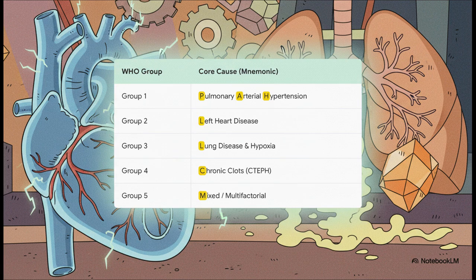Our next word, lung, is for Group 3, lung disease itself. Think COPD or sleep apnea causing low oxygen, which makes those vessels clamp down. Clot is for Group 4, chronic clots or CTEPH. This one is so critical to catch because it can actually be cured. And finally, mix-ups is for the mixed bag of causes in Group 5, things like blood disorders or sarcoidosis.